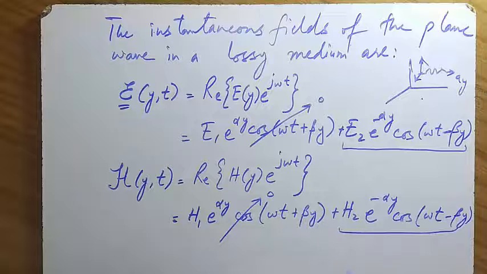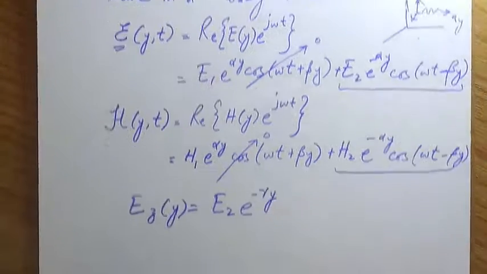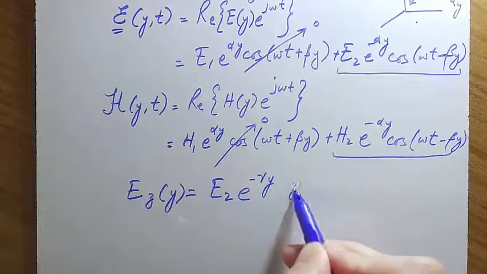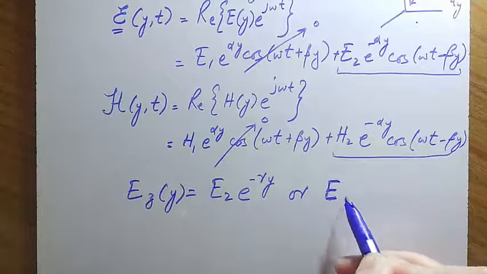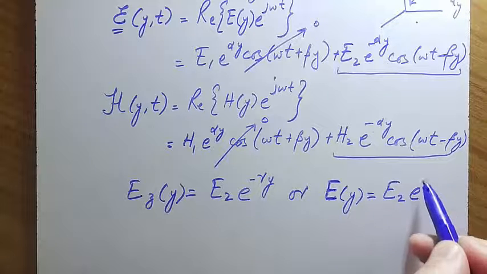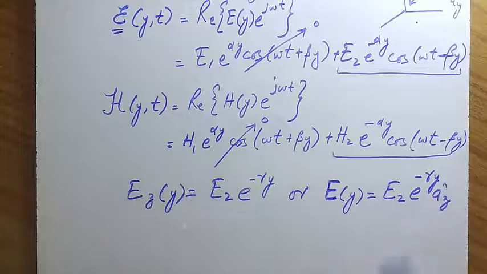So we can say then Ez with respect to y is actually equal to E2 e power minus gamma y, right? Okay, so now you can say that E, let it be bold, if this is representing a vector of y, is actually equal to E2 e power minus gamma y, and the unit vector is az.